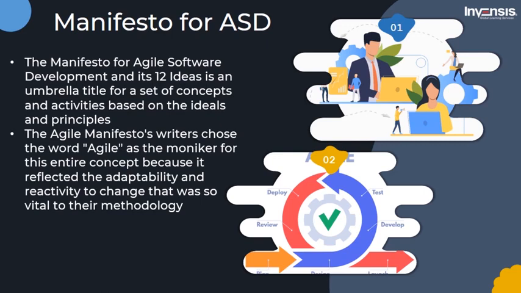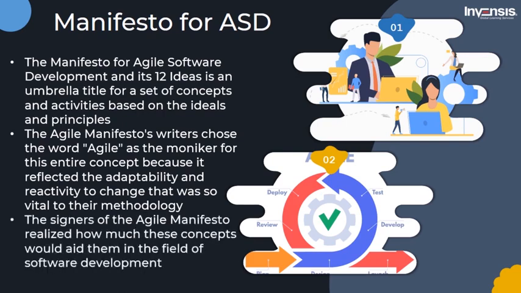20 years ago, in Snowbird, Utah, 17 software engineers gathered to suggest a new approach of producing software, by doing it and helping others do it. The signers of the Agile Manifesto realized how much these concepts would aid them in the field of software development as a result of their work, but they had no idea how quickly their ideas would spread outside of their profession. As a result, the manifesto's creators listed the following values as the most important.